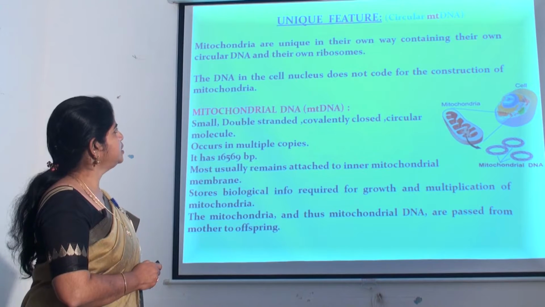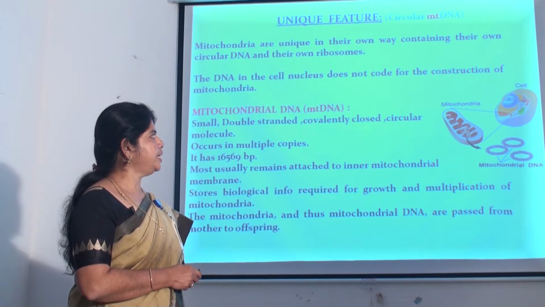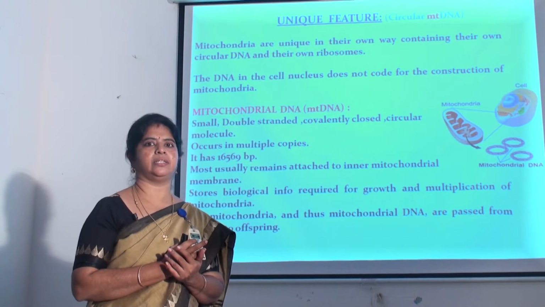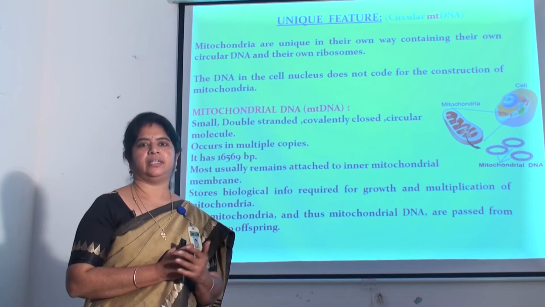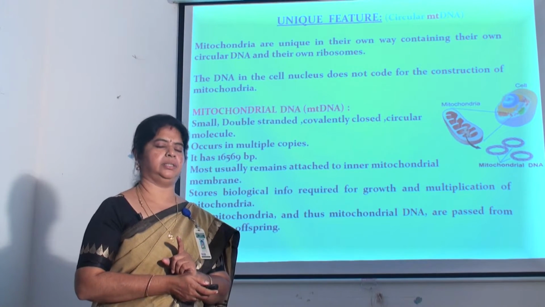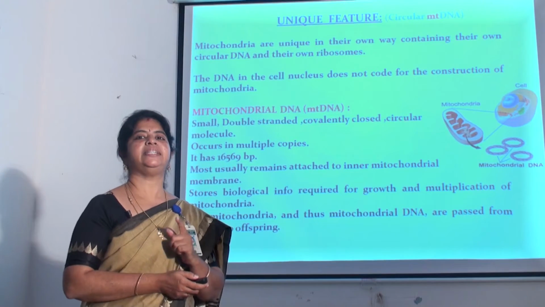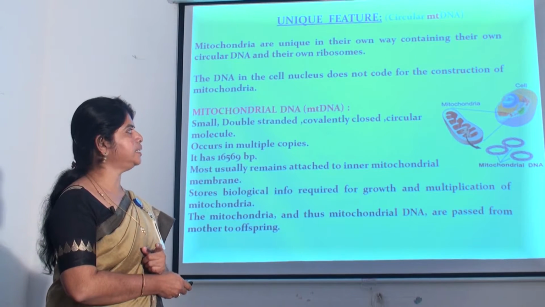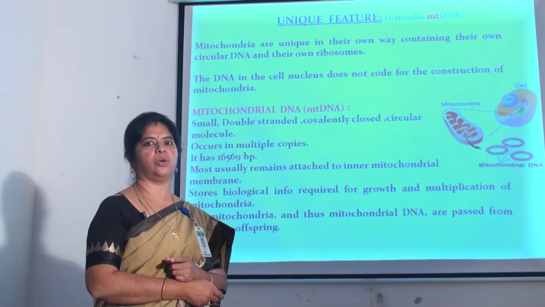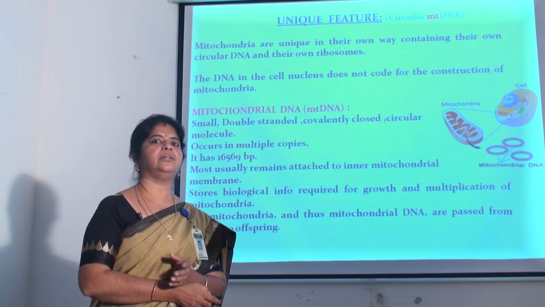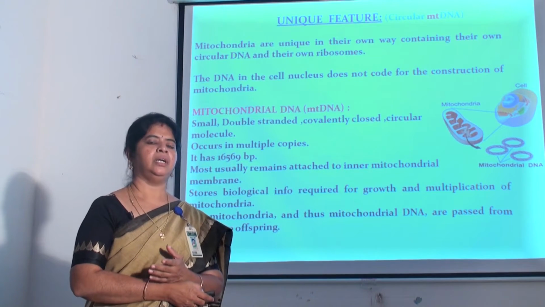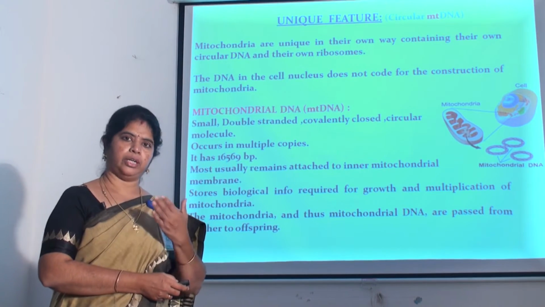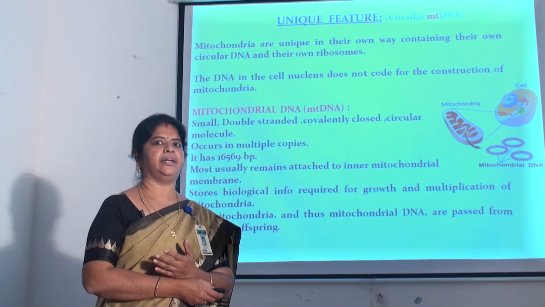So what is another unique feature of the mitochondria? In the first slide we have seen so many cell organelles, isn't it? But none of the other cell organelles contains DNA; only the mitochondria contains DNA. That DNA is called the mitochondrial DNA. This is a very unique feature, because with the help of this DNA, mitochondria can produce its own proteins, that is enzymes, for cellular respiration and everything.